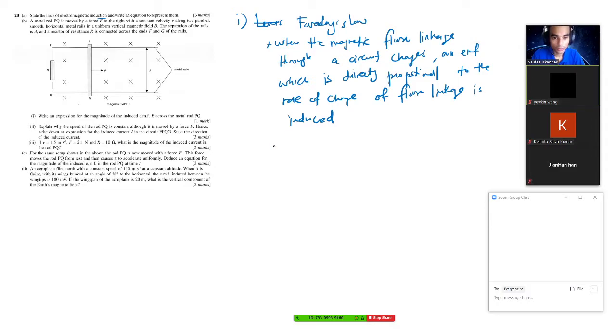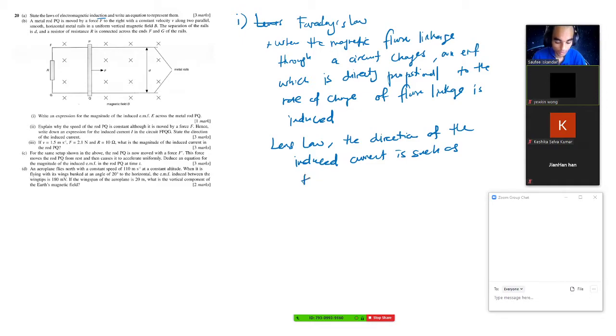Second one, we have Lenz's law. Lenz's law says the direction of the induced current is such as to oppose the change which gives rise to it.